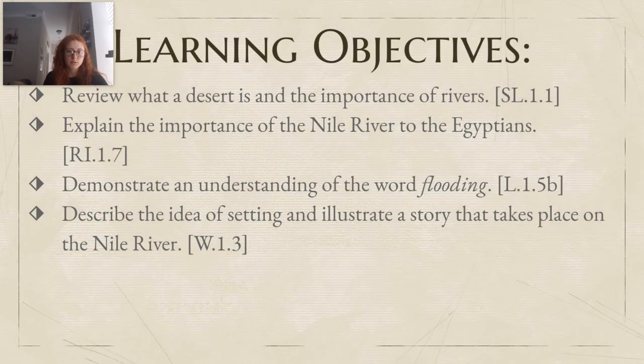So let's review our objectives. Did we talk about what a desert is and why rivers can be important? Yes. We were able to explain the importance of the Nile River to the Egyptians. Yeah. We were able to understand the word flooding. Yes. And in a second, you're going to draw the setting and write a sentence about it, right?